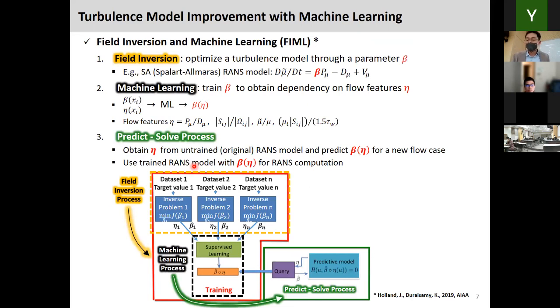In one simple slide, I can give you a general view of this field inversion machine learning technique applied to a particular turbulence model. As I said earlier, the first step is field inversion. In this step, we optimize a turbulence model through a parameter beta. Again, I have this example, the Spalart-Allmaras RANS model, a popular RANS model nowadays. We modify the production, but this modification is actually rebalancing the production and destruction of the viscosity.